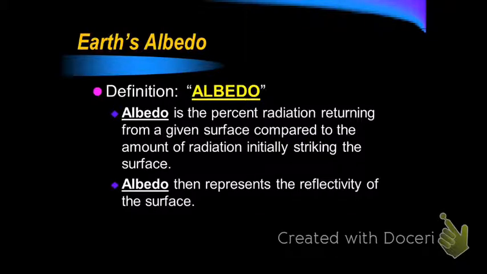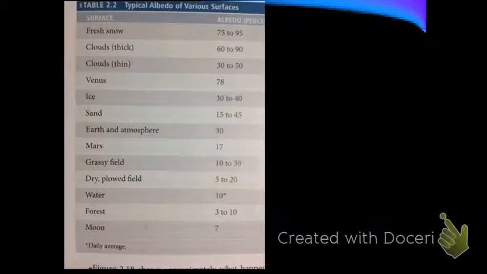Starting with Table 2.2, reflectivity varies with different surfaces. And this can make sense as you think about it. A snow-covered field reflects a lot of radiation, 75 to 95%, maintaining the cool. Sand, on the other hand, absorbs a lot of the radiation, heating it up, if you think about hot bare feet on the seashore in summertime.